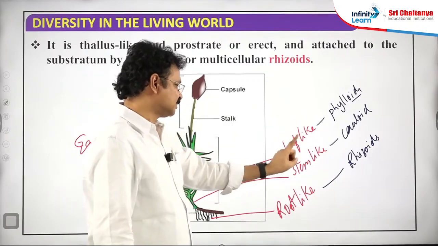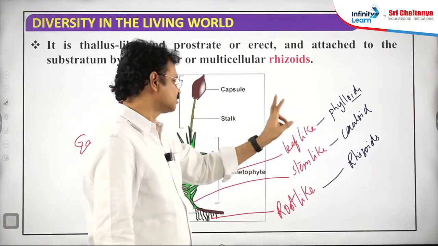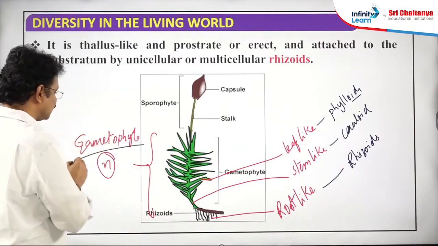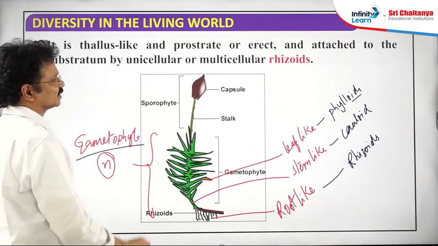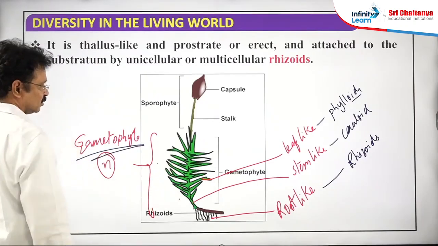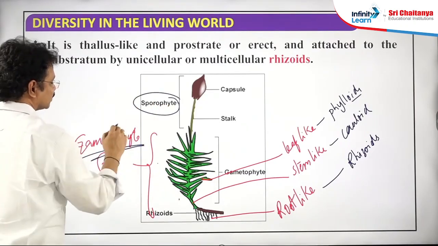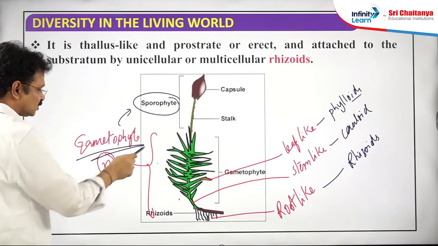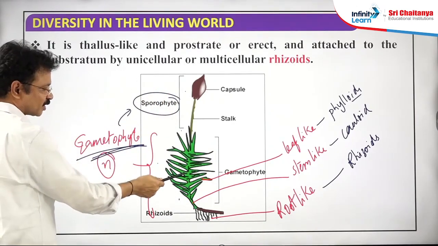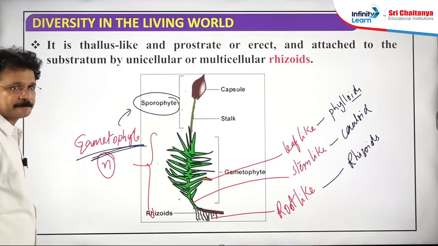Root-like rhizoids, stem-like caulloids, and leaf-like phylloids are found in the plant body, that is the gametophyte of moss plants. The gametophyte is dominant, green, and photosynthetic. It provides nourishment for the sporophyte. This gametophyte provides shelter for the sporophyte and supplies water and food material.